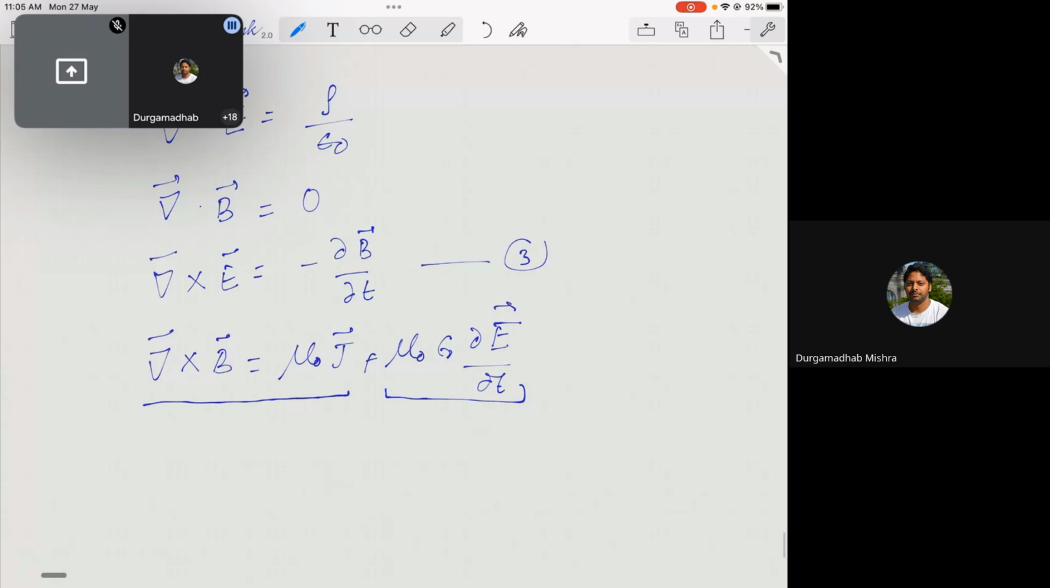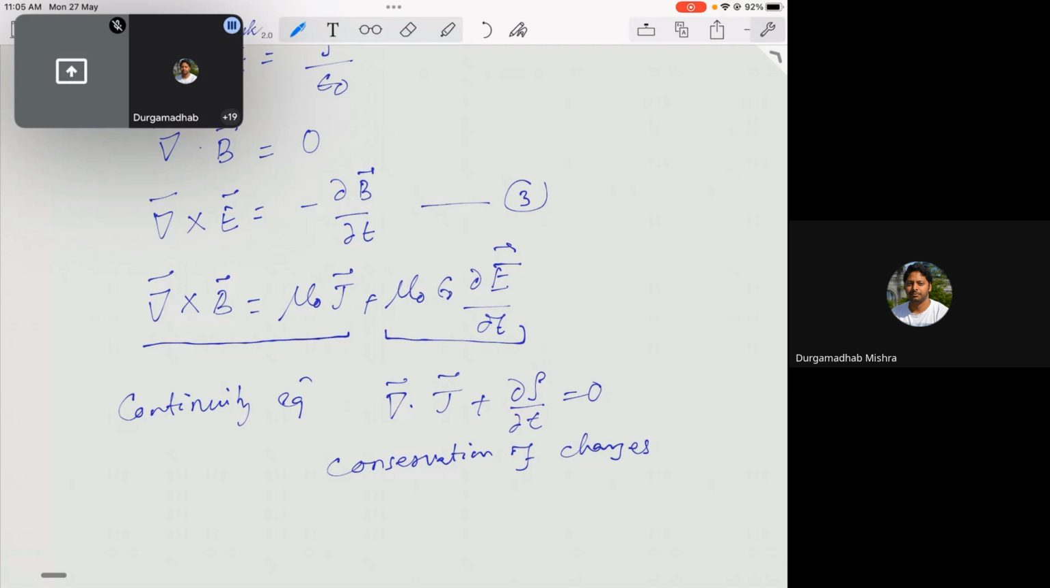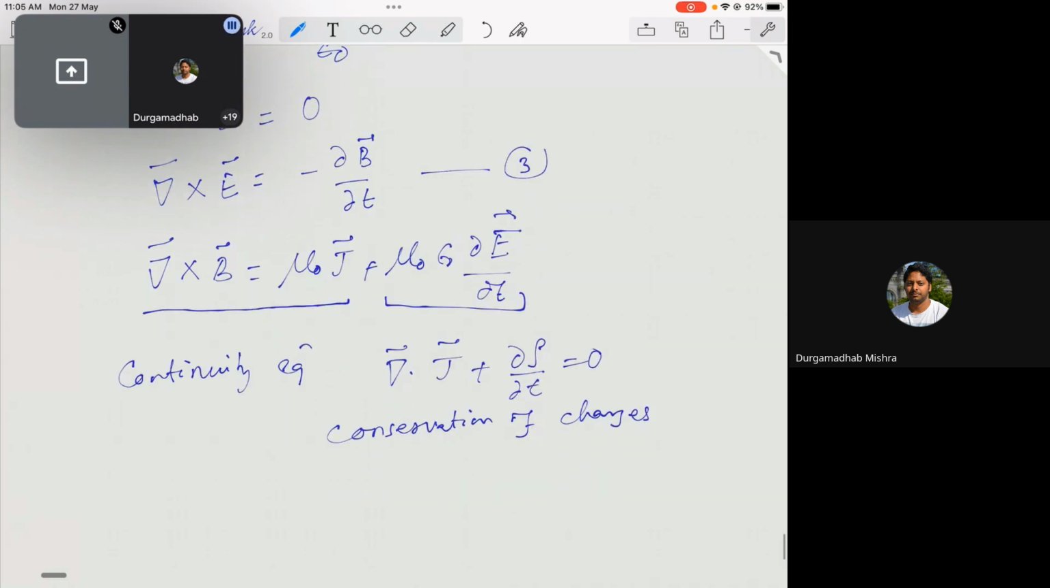Now, also there is a continuity equation, which is del dot J plus del rho by del t is equal to 0. This is your conservation of charges. So this continuity equation indicates conservation of charges.